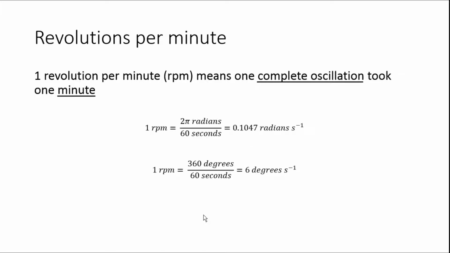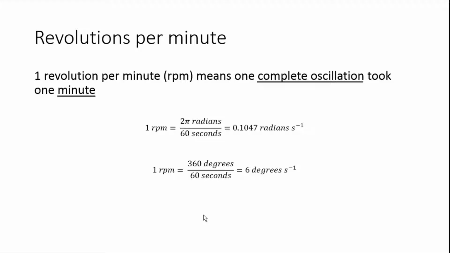Now, 1 revolution per minute is a unit of angular frequency, sometimes called angular velocity. That means you have done one complete oscillation, or 360 degrees, or 2 pi radians, and it's taken 1 minute to do that. So to find what the angular frequency is equivalent to in radians per second, 1 revolution per minute is 2 pi radians, and that's taken 60 seconds.